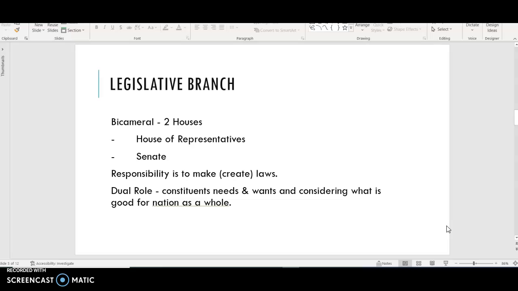They have the responsibility to make or create laws, but they do have a dual role. The constituents need and want specific things, so they ask their House of Representatives and their senators in their state for certain things. These people take what everybody wants and decide what is going to be good for the nation as a whole. Just because somebody wants something specific for their state doesn't necessarily mean it's good for the rest of the country. So it is their responsibility to make those decisions, and if they deem that it is good to do something for the people, then they are going to create a law to do that.